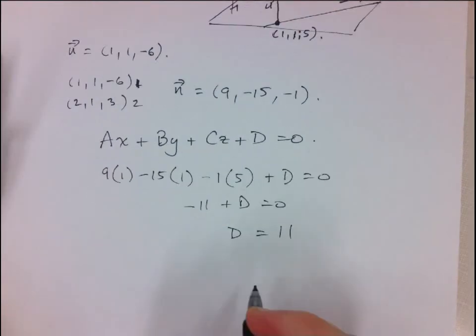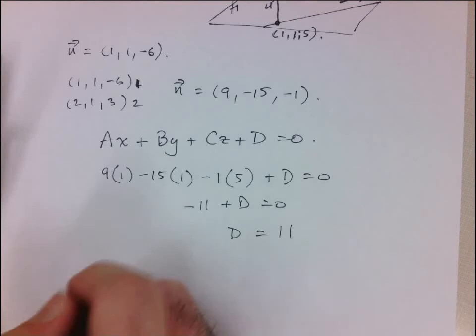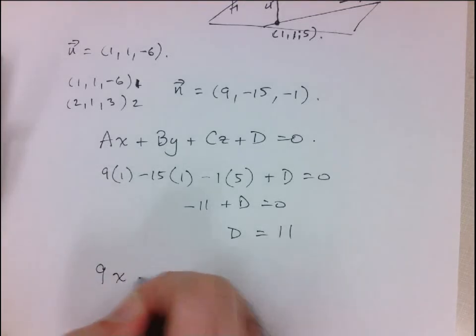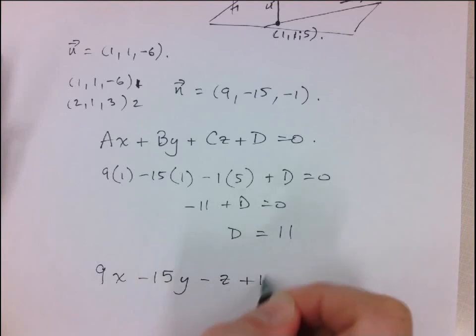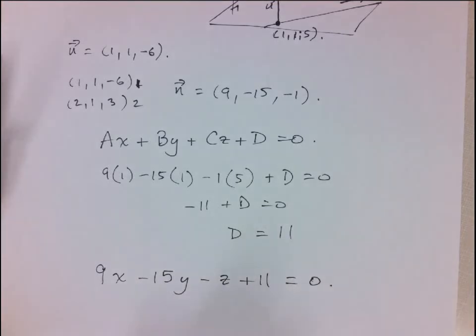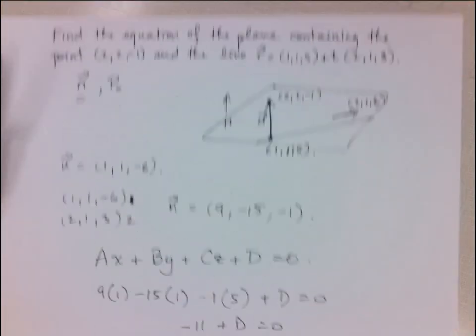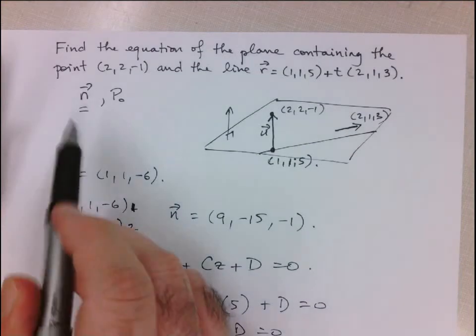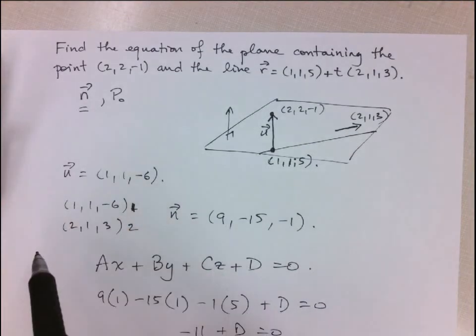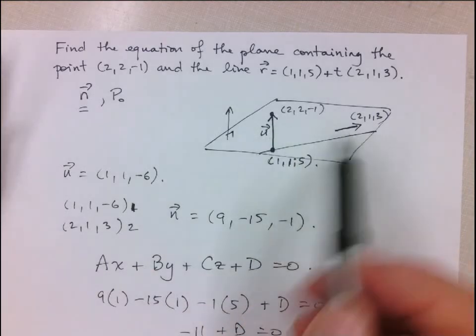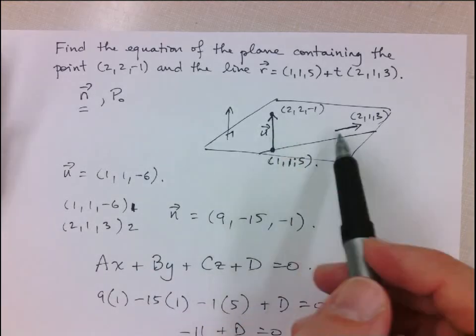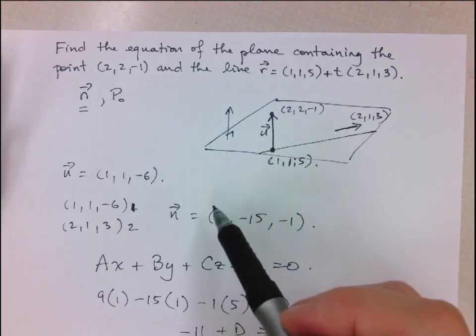And so the equation of this plane, given in Cartesian form, will be 9x minus 15y minus z plus 11 equals 0. Okay, so just to recap, to find the Cartesian equation of a plane, we need a normal vector and a point. And one way to find a normal vector if it's not given is if you can find two vectors that lie on the plane, you can take their cross product and that will give you a normal vector for the plane. Okay, that is it.